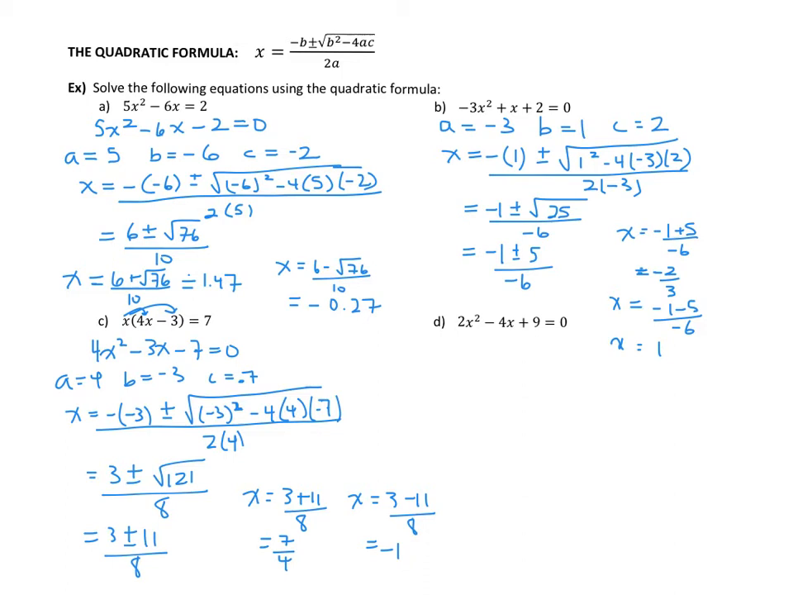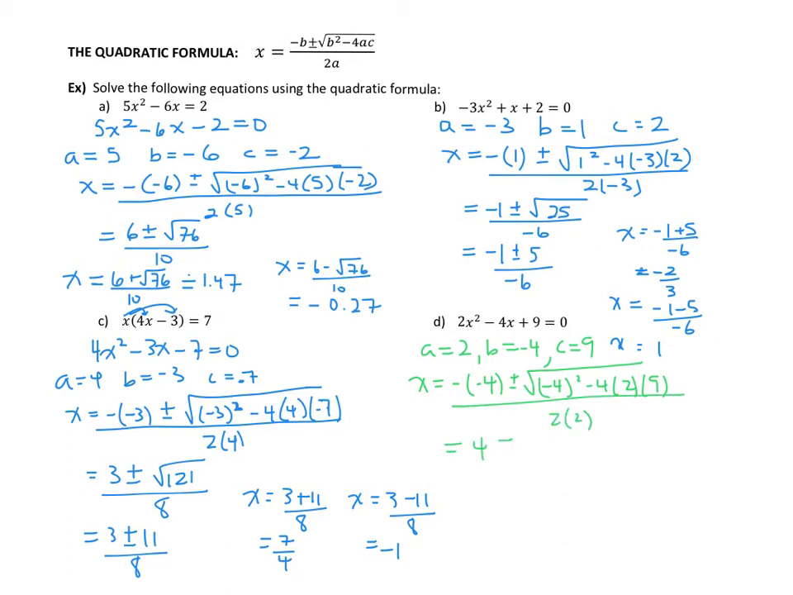Now we've got this last one to do, which I've kind of encroached my other answers in that space. So I'm just going to switch colors just so you know which one's which here. So our A, B, and C will be 2, negative 4, and 9 respectively. So our x will equal negative 4 plus or minus the square root of negative 4 squared minus 4 times 2 times 9, all divided by 2a, 2 times 2. So that's going to be 4 plus or minus the square root of 56.